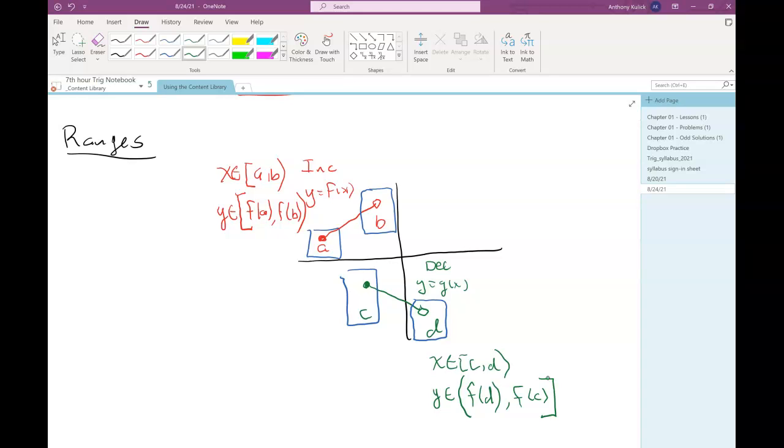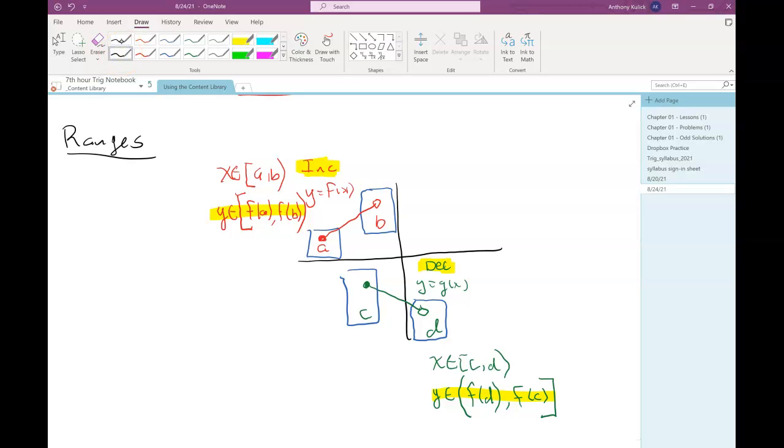So the takeaway here is, if I know whether my function is increasing or decreasing, I know how to find the range on that increasing or decreasing interval. I just look at the endpoints of the domain at that, right? I can just evaluate the endpoints using my function.